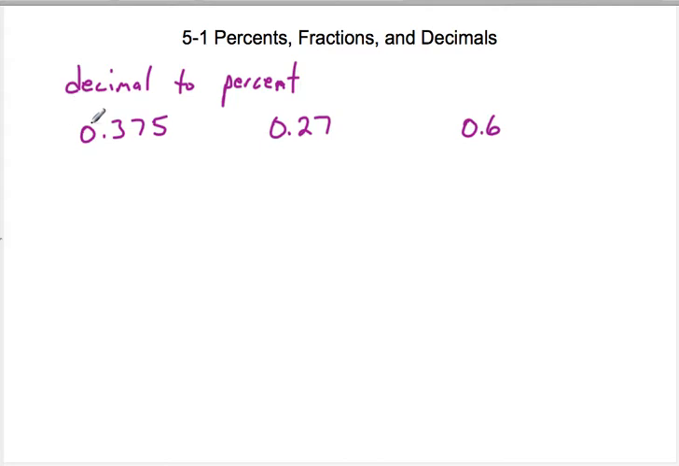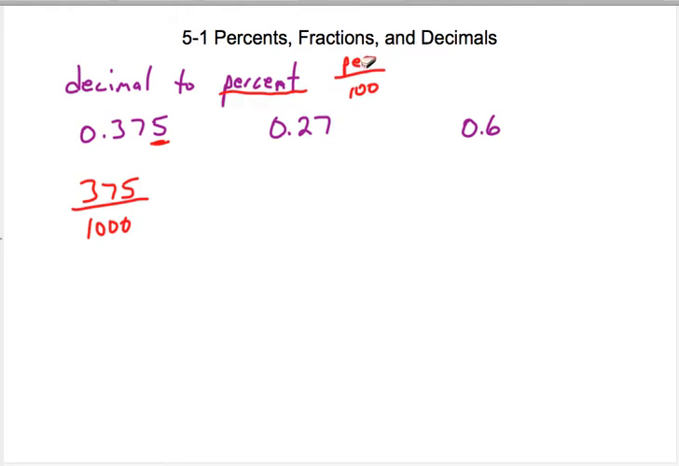Alright, let's start by reviewing how to change from a decimal to a percent. Okay, well, one way you can do it is change that decimal to a fraction. So reading this number, this is 375 thousandths. We know that because the last digit is in the thousandths place, tenths, hundredths, thousandths. So this is 375 over 1,000. The word percent means per 100, which means over 100.